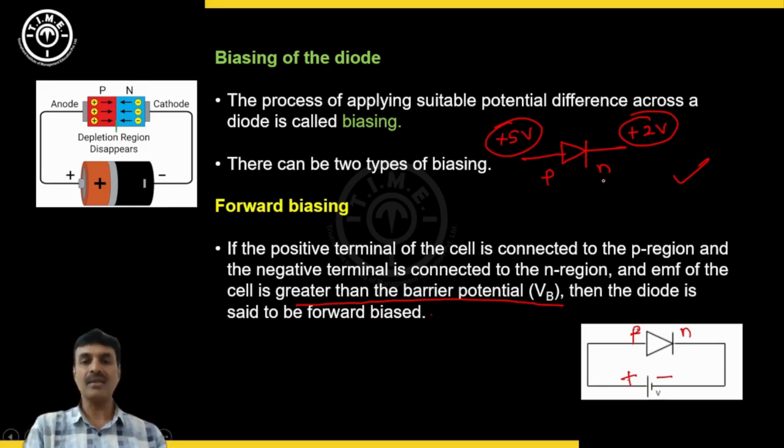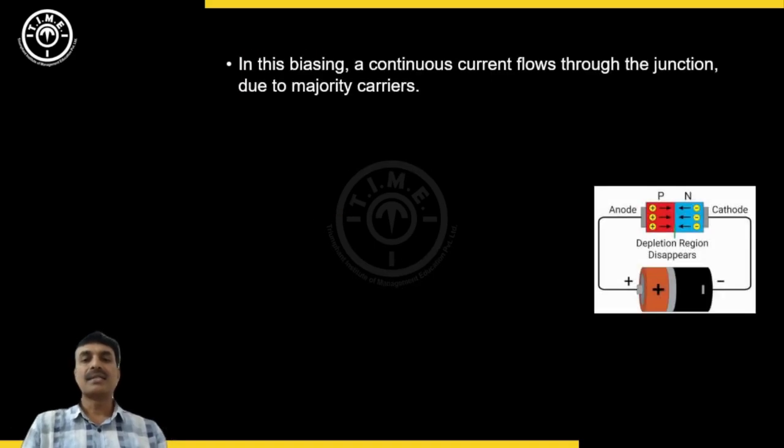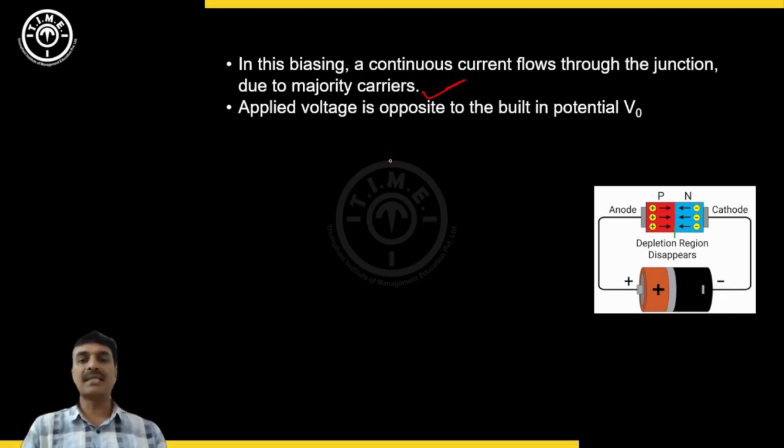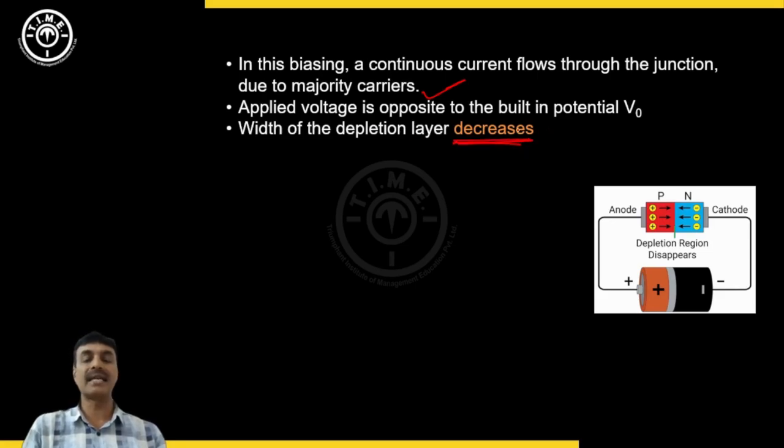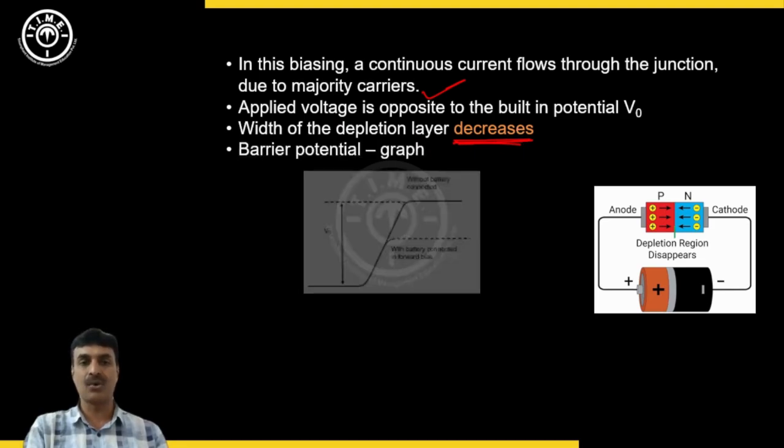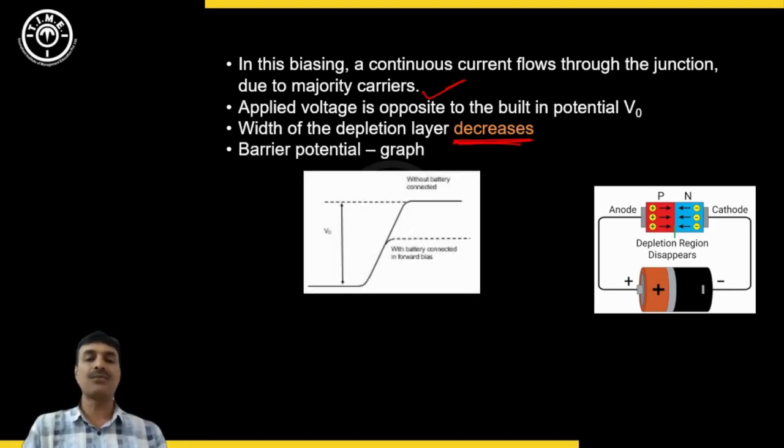Understood? Now, in this biasing, current flows continuously through the junction due to majority charge carriers. So diodes will conduct in forward biased mode. Remember that. The applied voltage is opposite to the built-in potential, and the width of the depletion layer decreases in forward bias. Very important point: the width of the depletion layer decreases in forward bias mode.